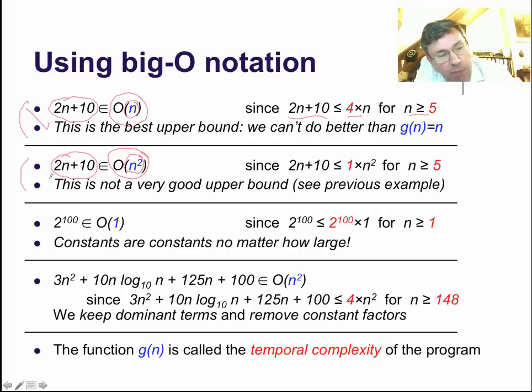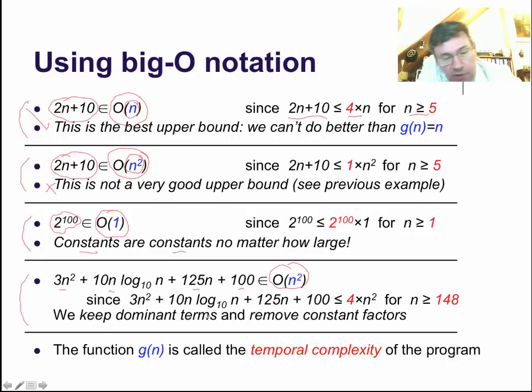Notice n is a good upper bound. n squared, it's an upper bound, but it's not a very good one. Another example, 2 to the 100, which is a huge number, many, many digits, is O of 1, which means it's a constant. It doesn't depend on n. So constants are constants no matter how large they are. Another example, we have a complicated function here, 3n squared plus 10n log to the base 10 of n plus 125n plus 100. This is O of n squared.